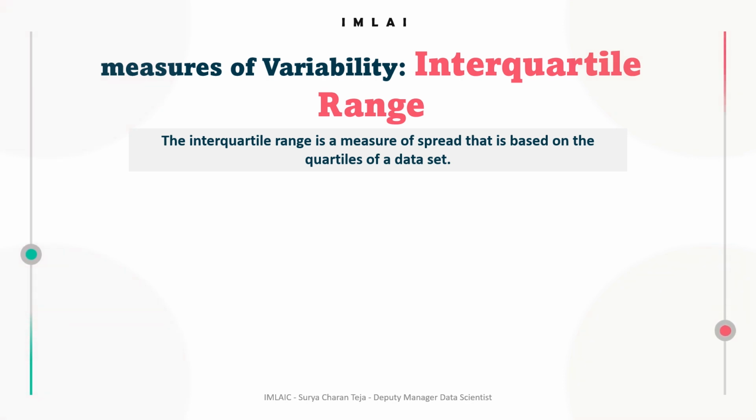I'm repeating one more time: the IQR represents the range within which the central 50% of the data falls, and it is less sensitive to extreme values compared to the range. Now let's deep dive into the interquartile range. First, let's understand quartiles and percentiles, then we will move on to the interquartile range.